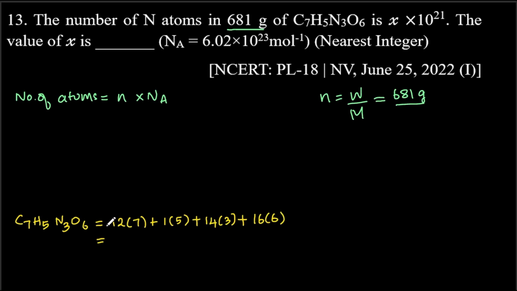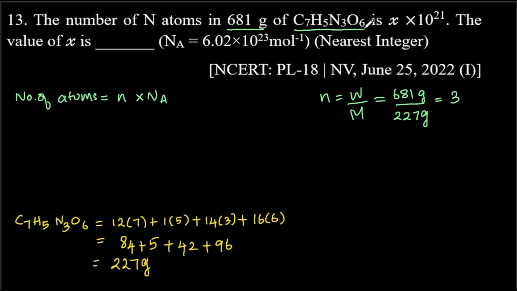So if we solve this, we will get 84 plus 5 plus 42 plus 96. If we add this, we will get 227 gram. So this is the molar mass of this compound. So in denominator, you have to write 227 gram. Now, if we divide this, we will get the number of moles as 3. So the number of moles of this compound is 3.